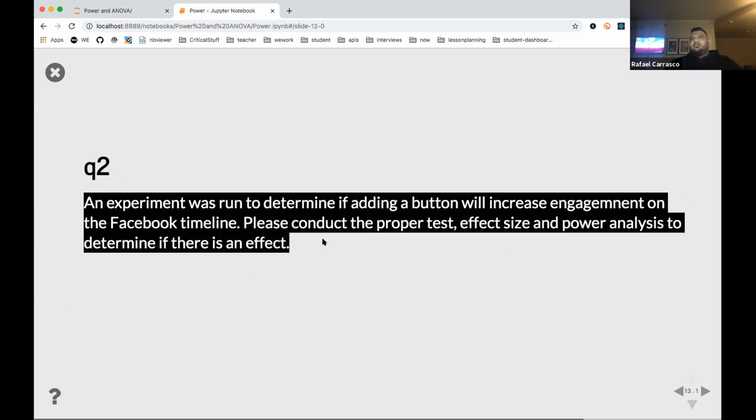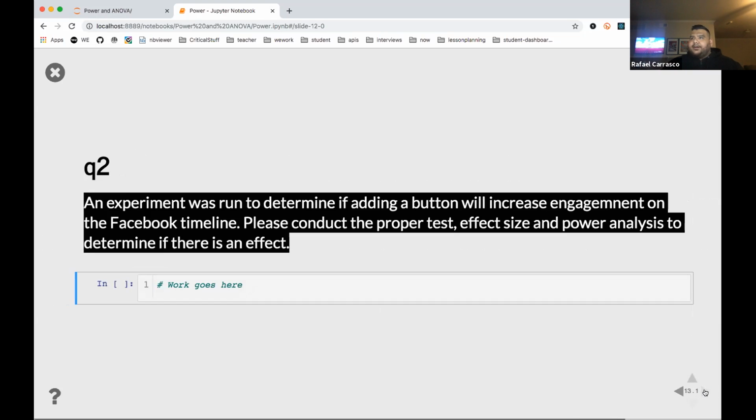In Q2, there was an experiment that was run on Facebook to determine if adding a button increased the engagement on the timeline or newsfeed or whatever it's called. Please conduct the proper test, get the effect size, and do a power analysis to determine if there is an effect. Your work is going to go in that cell in the notebook.